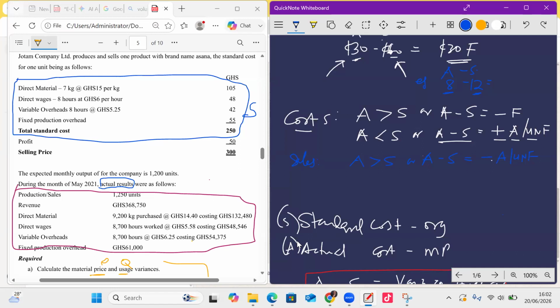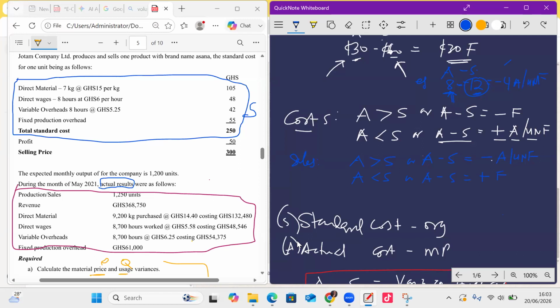When you subtract, what do you have? 8 minus 12, what do you have? Negative 4. So the business estimated to sell it for 12 cedis, but when they went to the market, they rather sold it for 8 cedis. Have they lost money or gained money? Lost. So because they've lost, when you subtract and it's negative, it is adverse or unfavorable. That's what I'm trying to illustrate down there. But when the actual minus sales gives you a positive figure, it is rather what? Favorable.